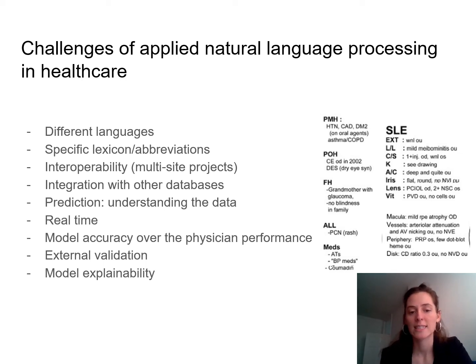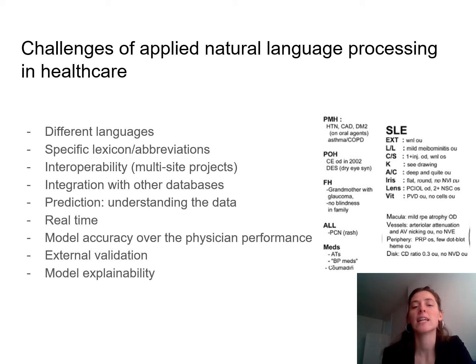For prediction tasks, it's important to understand the data. I've seen a paper showing a very accurate classifier for a certain medical complication, and when you see the most important features weighting in the decision of that classifier, it was the drug that is given to treat that kind of complication. So it's not useful to have a predictor that classifies something that you have already classified as a clinician.